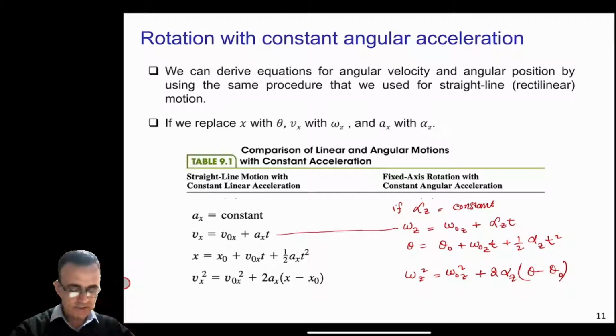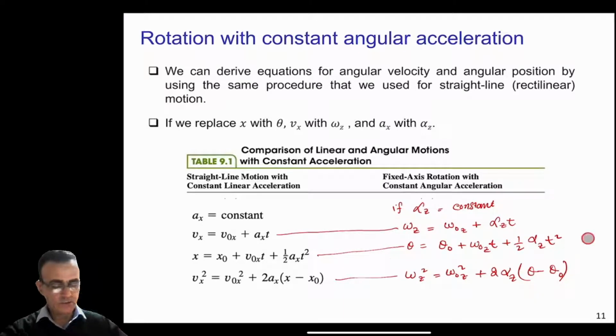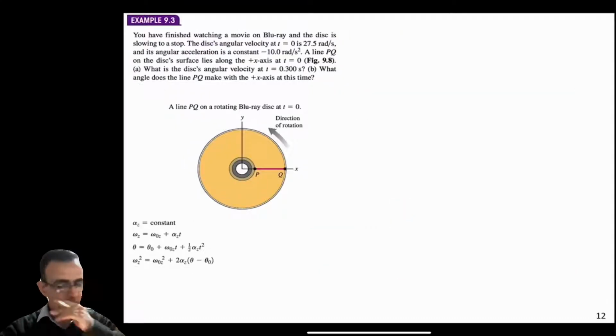So similar to these equations, we have corresponding equations for the angular motion. These are the equations for straight line motion with constant linear acceleration, and these are for fixed axis rotation with constant angular acceleration. So in this case, you can use these equations here. Now we can try to solve this example, which is again based on angular motion but with constant alpha z. Again, we have these three equations which we can use in this case.